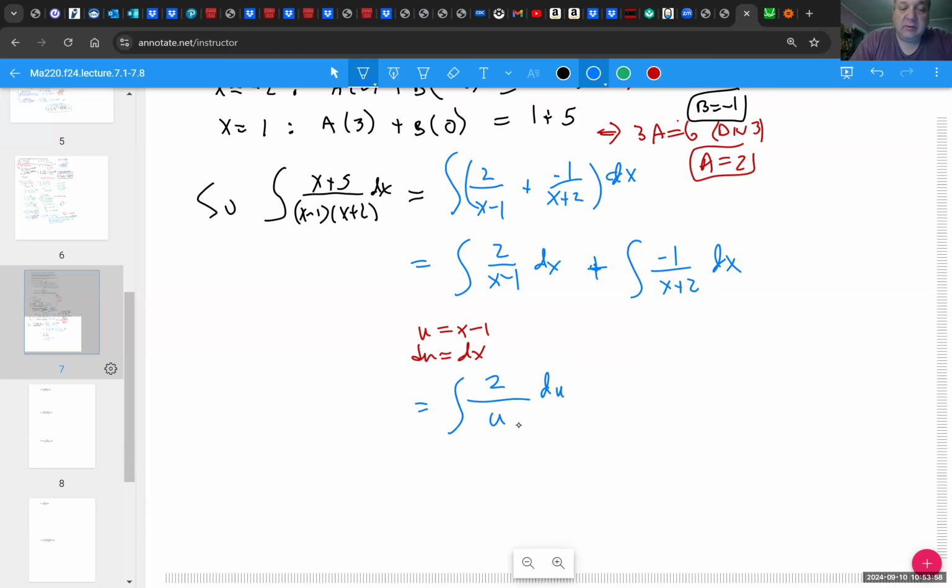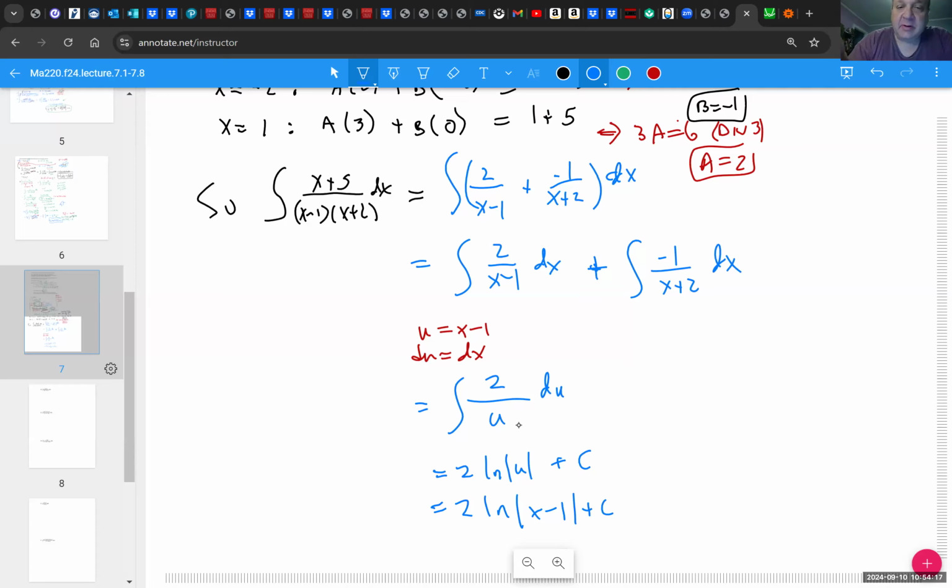And the antiderivative of 2 over u, again, the 2 doesn't matter, I get 2 ln u. I'll put the plus c at the end. How about that? I'll put it here just so I don't forget, because I'll probably forget. And we know what u is. U is simply x minus 1.